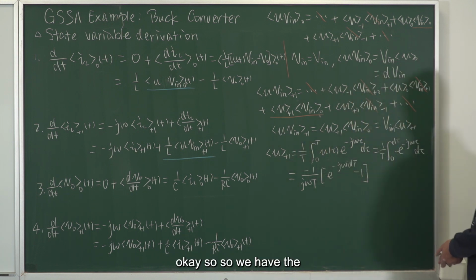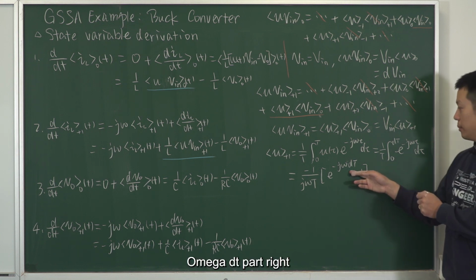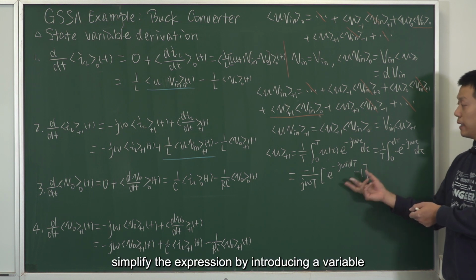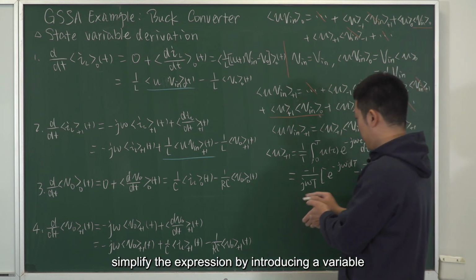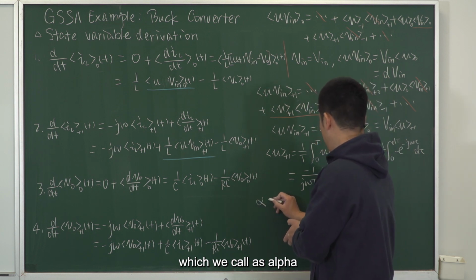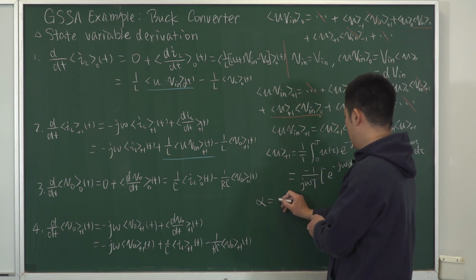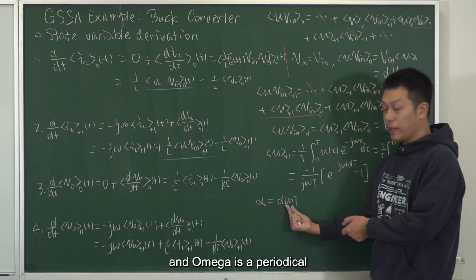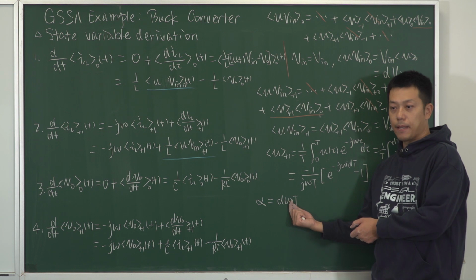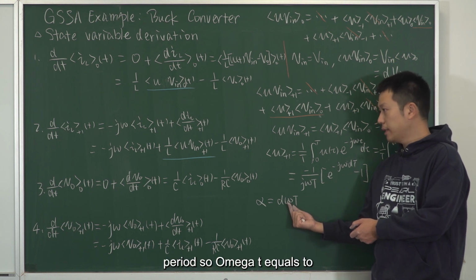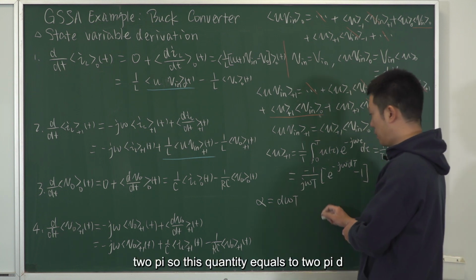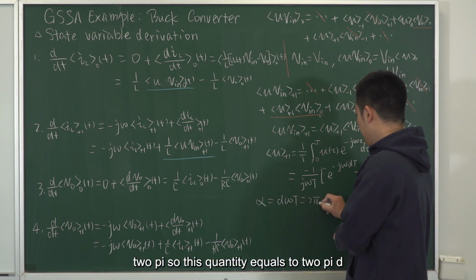Okay, so we have the omega dt part, right? And we can simplify the expression by introducing a variable which we call alpha. So suppose alpha equals omega dt. And omega is periodical, so omega t equals 2 pi. So this quantity equals 2 pi d.